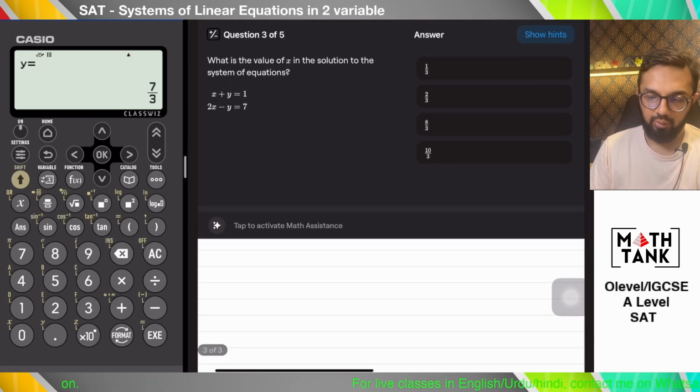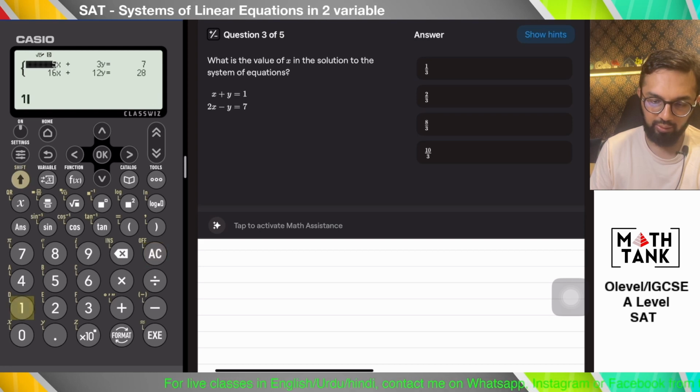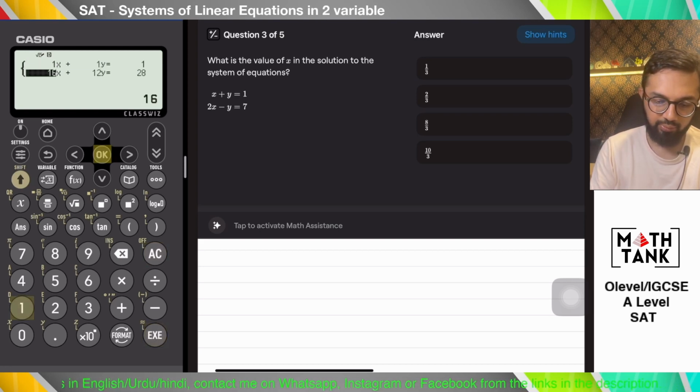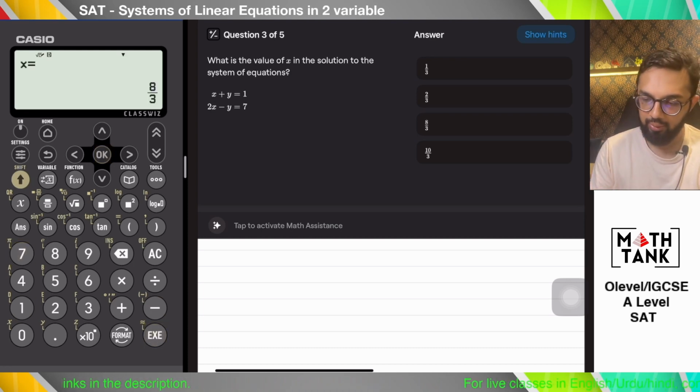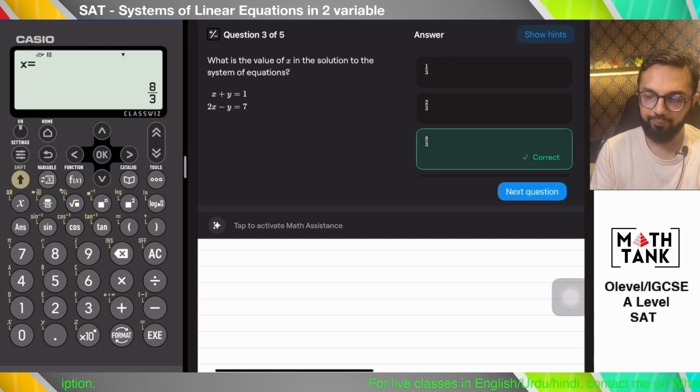Okay. Then the third one, what is the value of x in the solution set? So again, I go 1, 1, and 1, and 2, minus 1, and 7. Execute. 8 over 3 is the value for x.